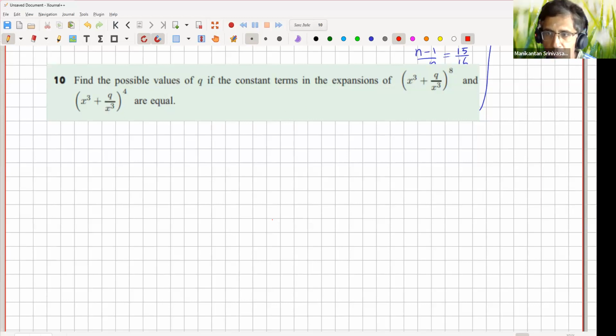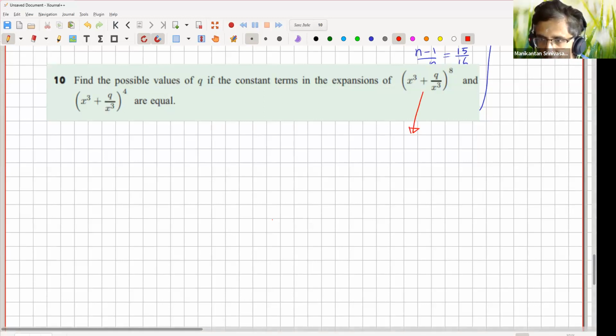Now, how do we know which term will be the constant term? Let's pick up this one first. The very first term will be x power 24, correct? x power 3 whole power 8. The next one will be x power 3 whole power 7 times 1 by x power 3, which will be x power 18.